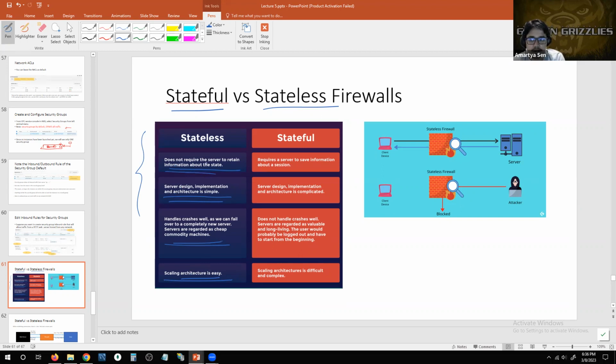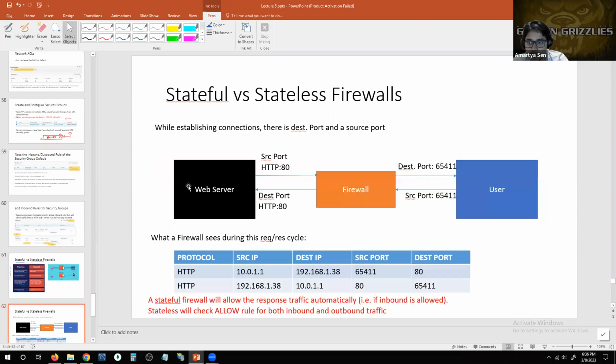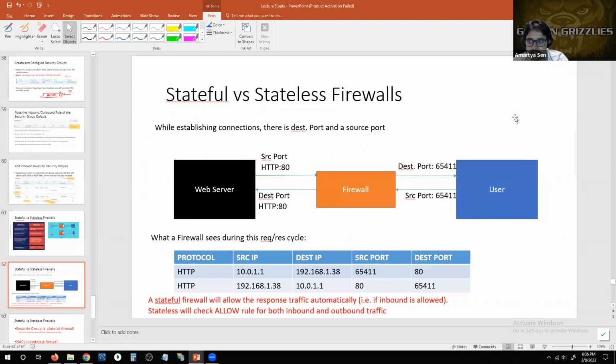So if you think about stateless firewalls, it says that it does not require the server to retain information about the state. So it doesn't need to know what is happening, what kind of request is coming, from whom that request is coming, or what the port number is. It doesn't need to retain that information, right? It just checks what is happening there, and based on that dynamically decides whether it needs to allow or drop that particular traffic, right? So if you think in terms of a typical communication that can take place where a firewall exists, right?